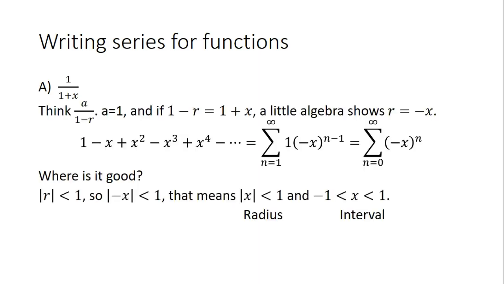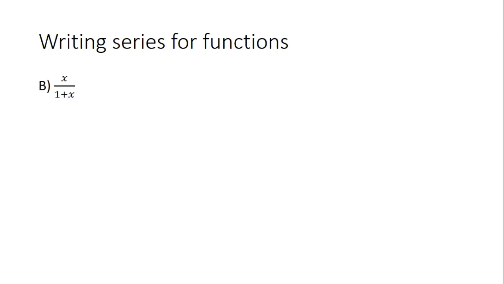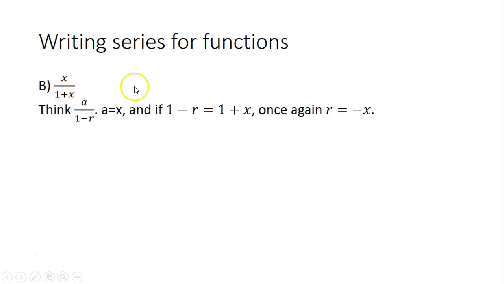All right, that was the first one. And the next one. Now we have x over 1 plus x. I think what's going to change here is our a. Notice our r isn't really going to change because the bottom is still 1 plus x. So we have a is equal to x. That's our top value, so the first term is x. And once again, r is going to be negative x. You can do the algebra on that, but just set 1 minus r equal to the bottom, solve for r, and you'll get negative x.